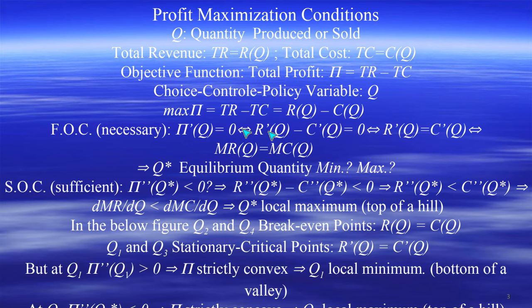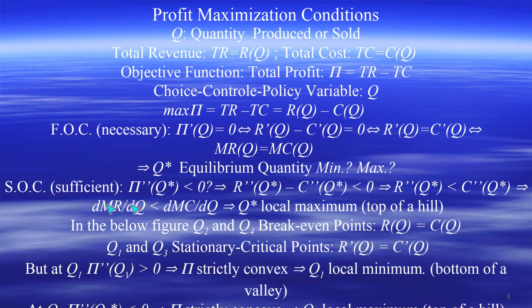The second derivative of this profit function is the first derivative of the first derivative, which is R double prime Q minus C double prime Q. The second derivative of the total revenue minus the second derivative of the total cost, which is the first derivative of the marginal revenue minus the first derivative of the marginal cost. It should be less than zero. It should be negative in order for the profit function to be strictly concave and our point to be a maximum. But what does it mean?